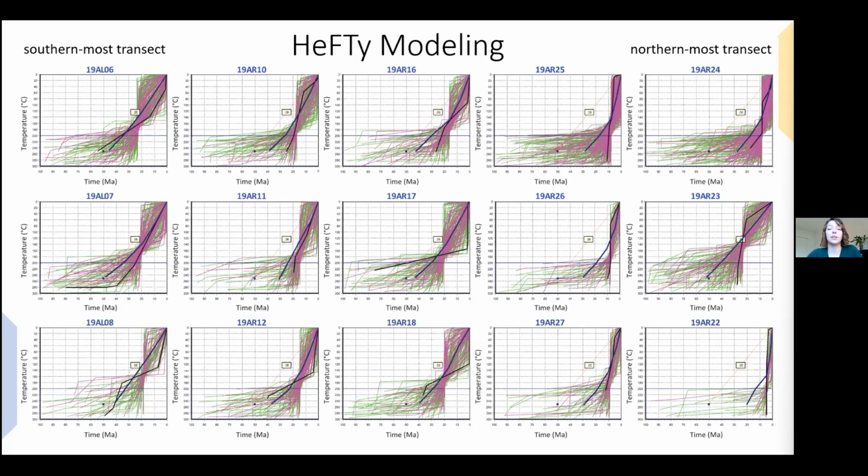So preliminary HeFTy modeling was completed for each sample using the input parameters from the median grain. Our future work will include modeling multiple grains from a single sample and then multiple grains from multiple samples for each of these transects we collected.